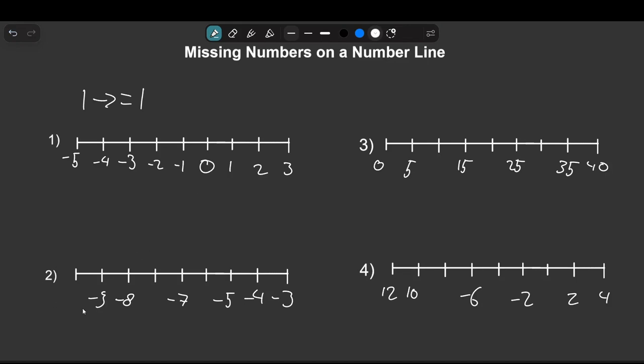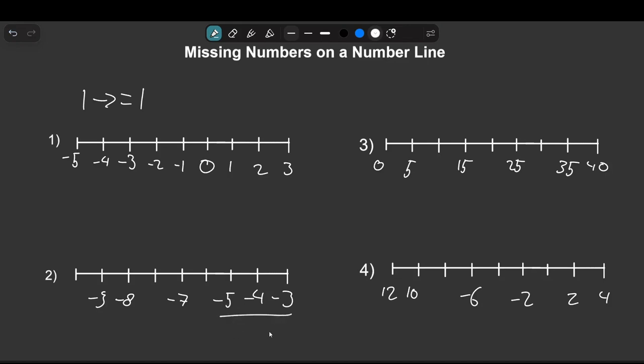Now we're going to go to number 2. This one is exactly the same, but I just wanted to include this so you guys can understand it a bit better. So we have again a number line with a couple of missing numbers. First we're going to look at what the increase value is: how much we go to the right, how much we increase.